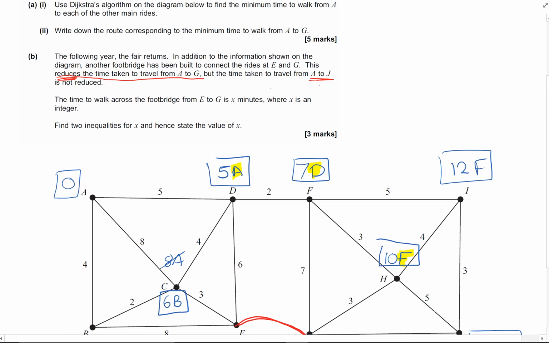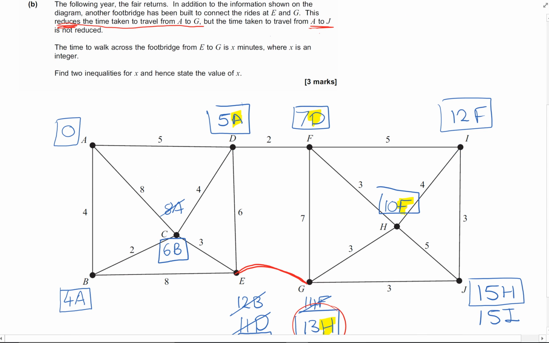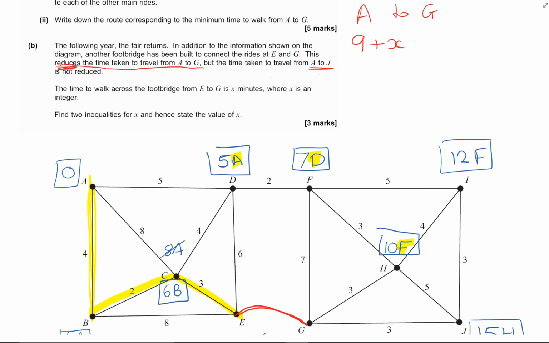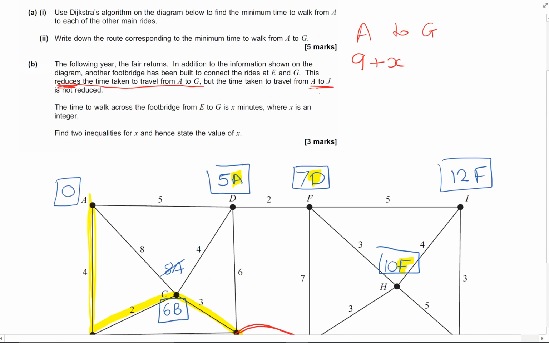So we've still got to get from A to G. To do that, we've got to go the 9 that we've already identified. If we just do this going backwards, the 3, the 2, and the 4 there. So that's how I get from A to G. That costs me 9, or it takes me 9 minutes. So from A to G is 9 plus this new footbridge X. And that is a smaller time than what was A to G. So A to G was 13, so that is strictly less than 13 because it's been reduced. It can't be equal to 13.